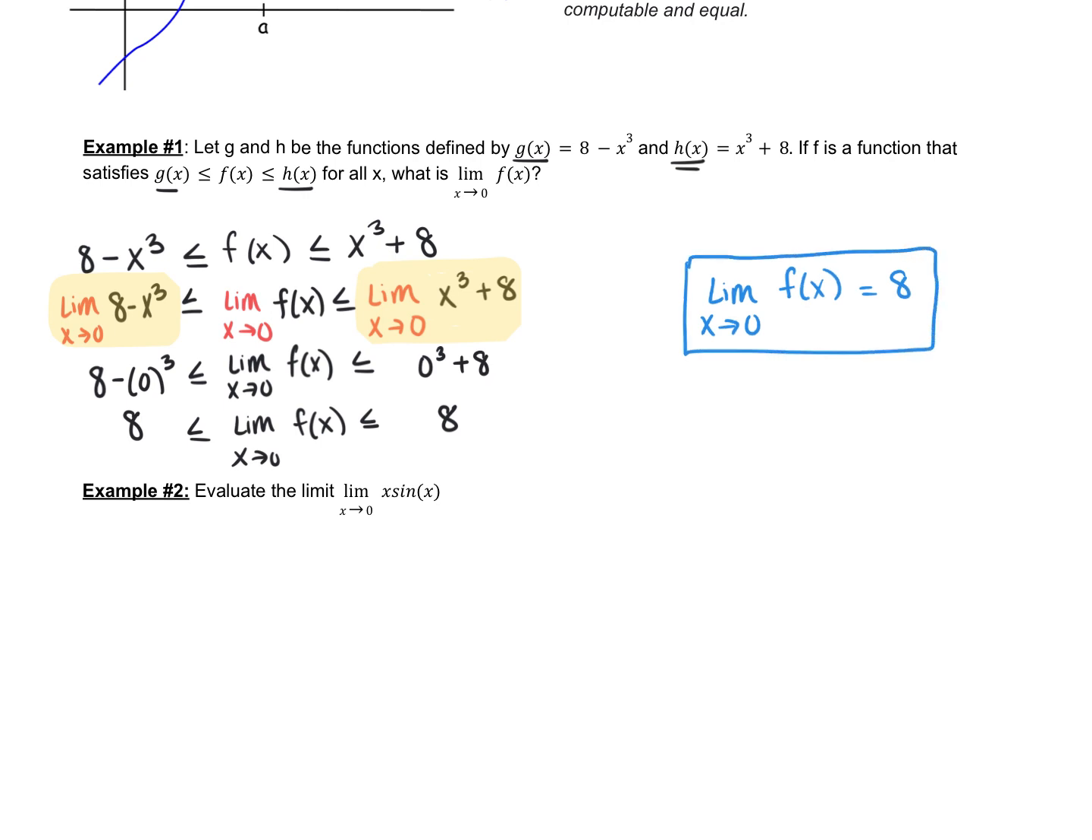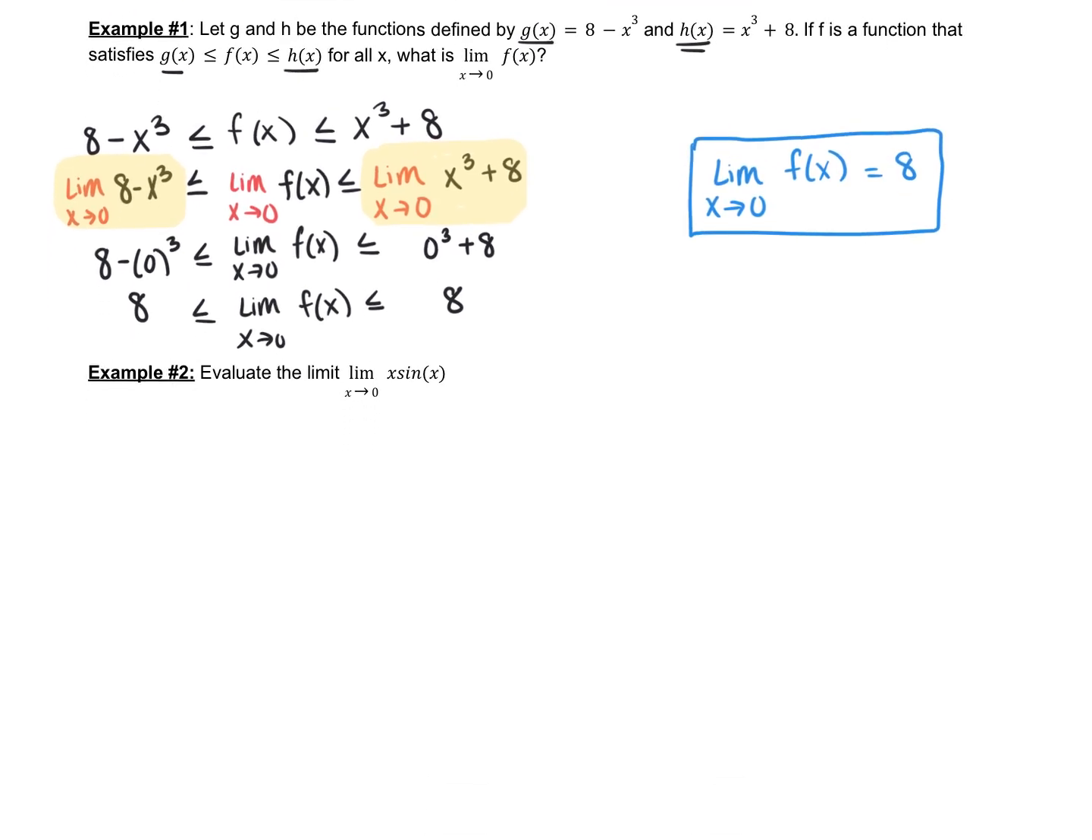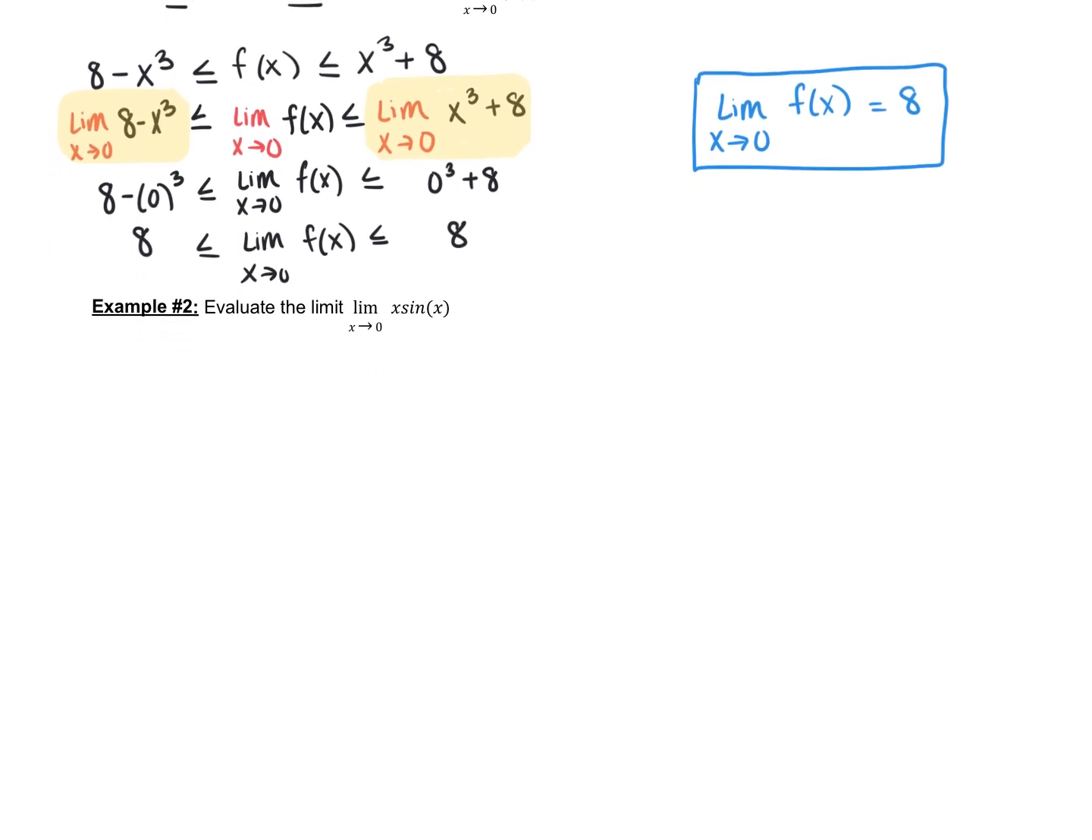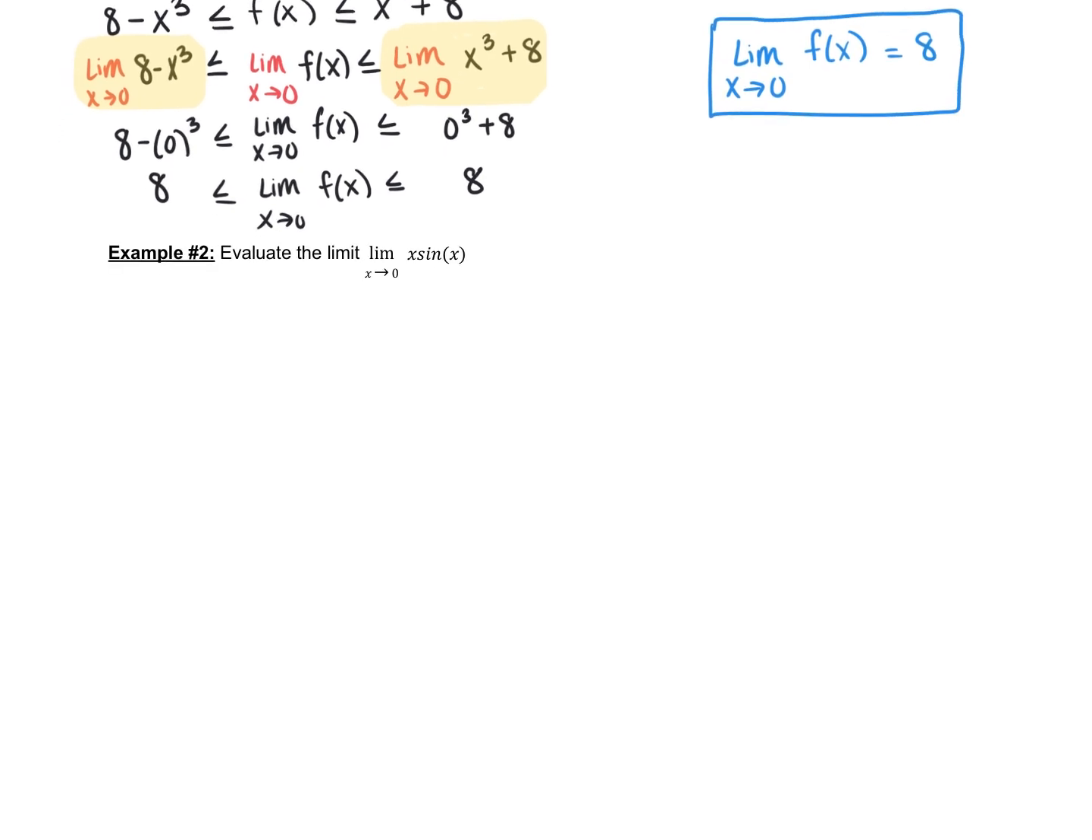Okay, let's take a look at the second example. It says evaluate the limit as x approaches 0 of x sine x. Notice how they don't give you the two functions. So in this situation, you actually have to find those two equal endpoints. And the way that you do that is you want to look at the range of the trig function.